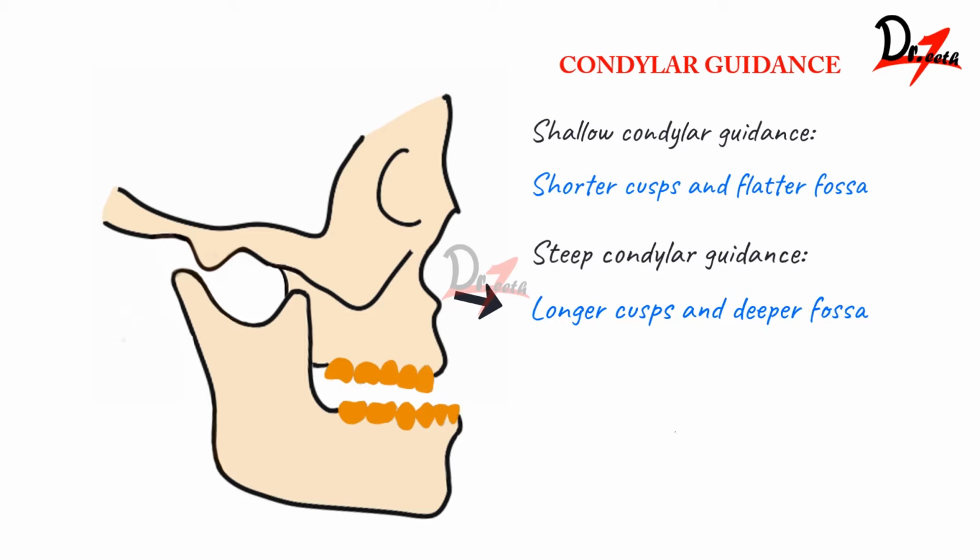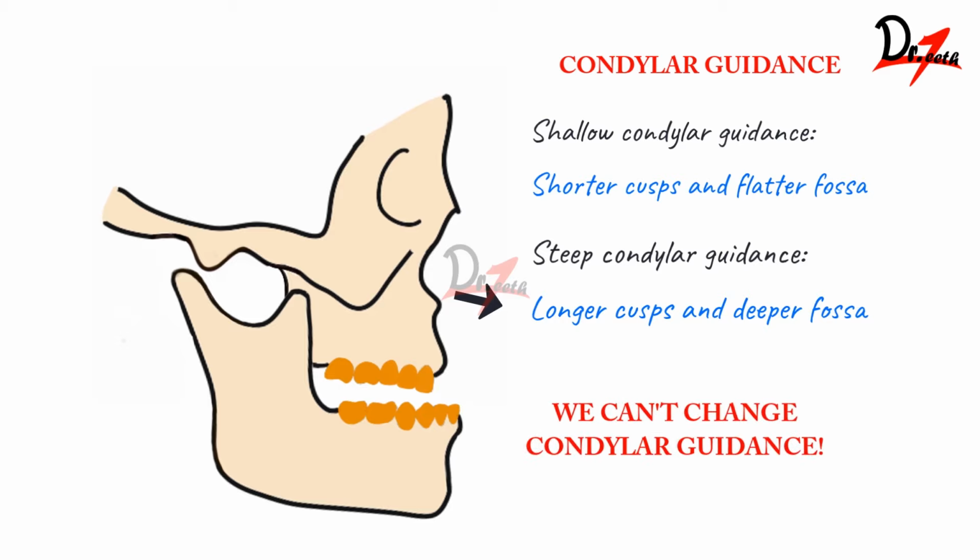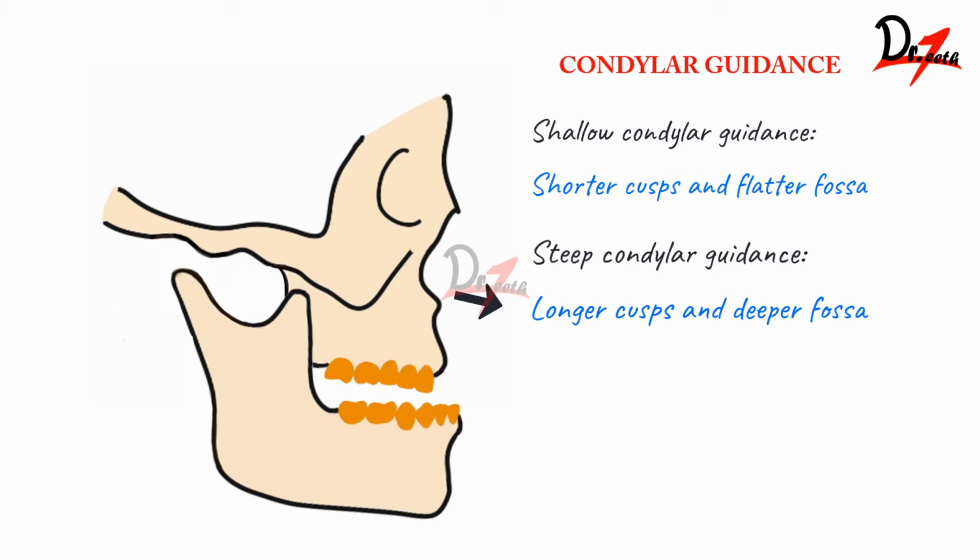Now condylar guidance cannot be changed by us because it is a bone-to-bone relation, right? We cannot change it. What we can change is the teeth, right? Because we are doing teeth setting in the denture. So we can change this, but not the bone-to-bone contact.